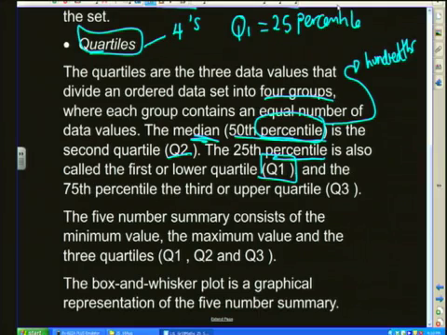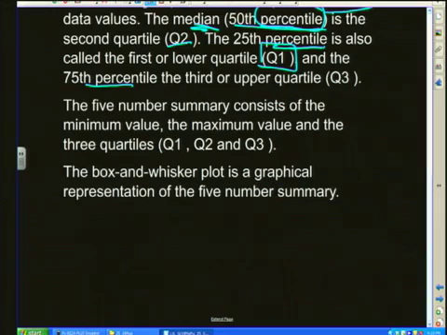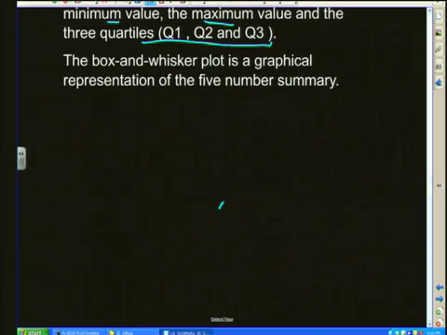And the 75th percentile, similarly, is the third or upper quartile. We will deal with that in more detail when we look at some of the questions. The 5-number summary consists of the minimum value, the maximum value, and the 3 quartiles. So it gives you a quick overview of what's happening in your data set.